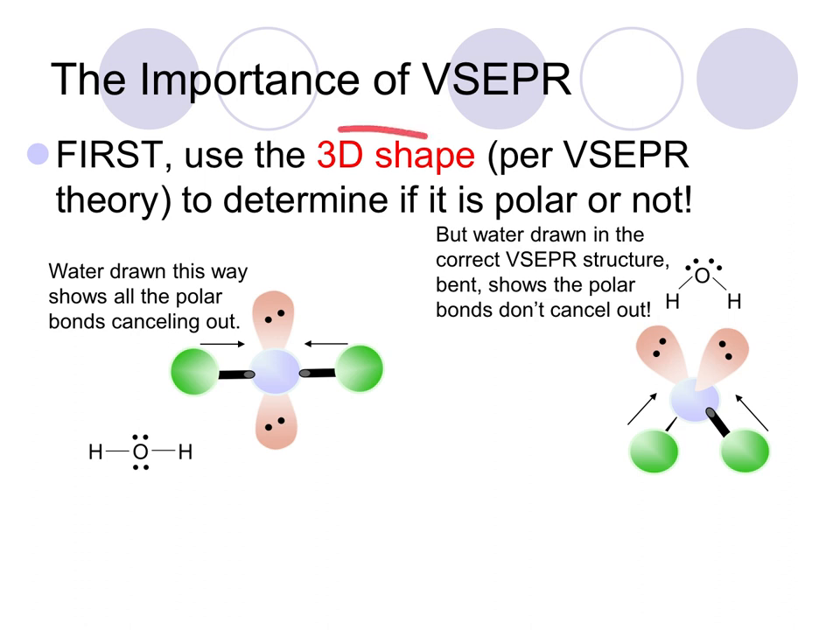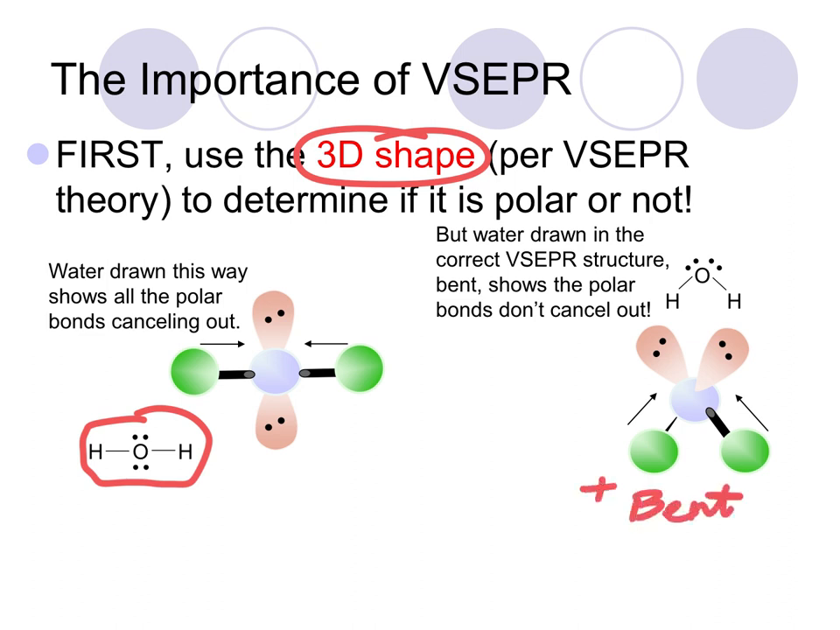Again, as I said, we need to consider the shape. I have an example here of water. A lot of times when I draw water, it looks like this molecule down here. That's how I draw it on paper. It looks linear, but I have to consider this actually has tetrahedral electron domain geometry, and it causes the shape to be bent. And bent is one of the shapes that is always going to be polar.